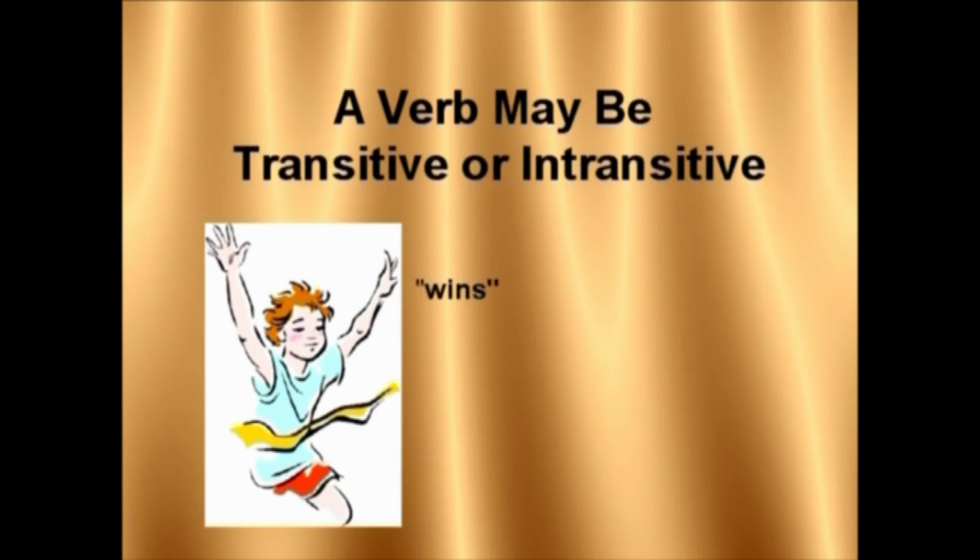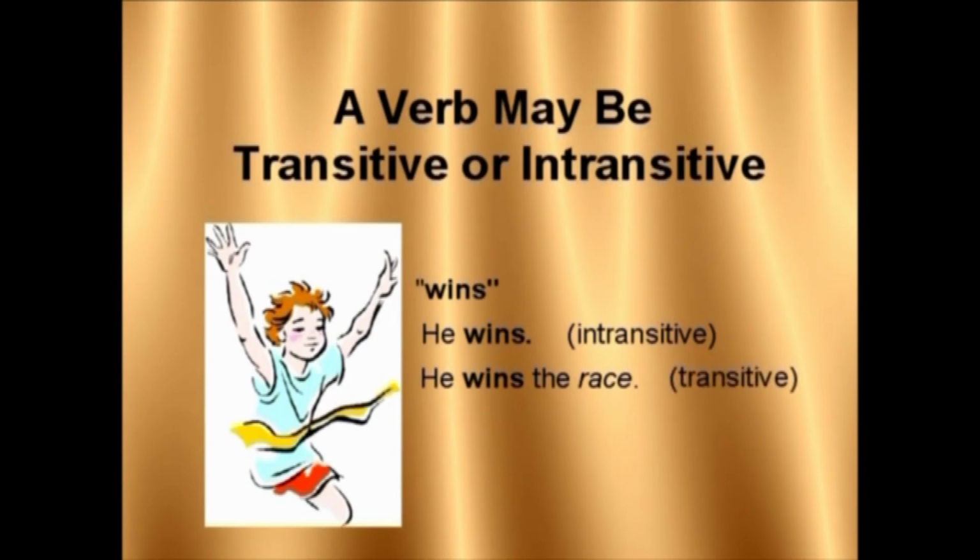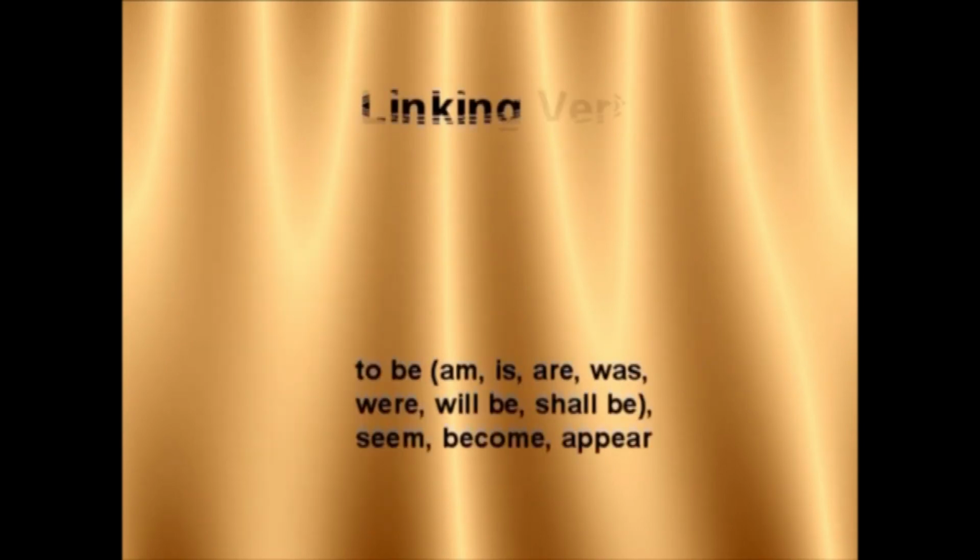A verb may be transitive or intransitive according to how it is used in a sentence. For example, take the word wins. In the sentence "He wins," it is used as an intransitive verb. It is complete without an object. But in the sentence "He wins the race," it becomes a transitive verb because an object, the race, receives the action. It answers what after the verb. He wins what? The race.